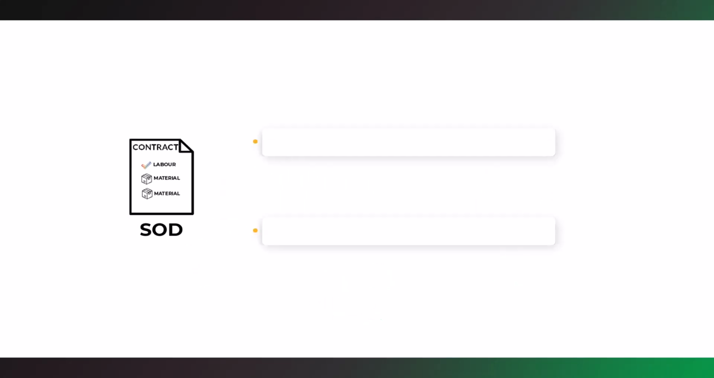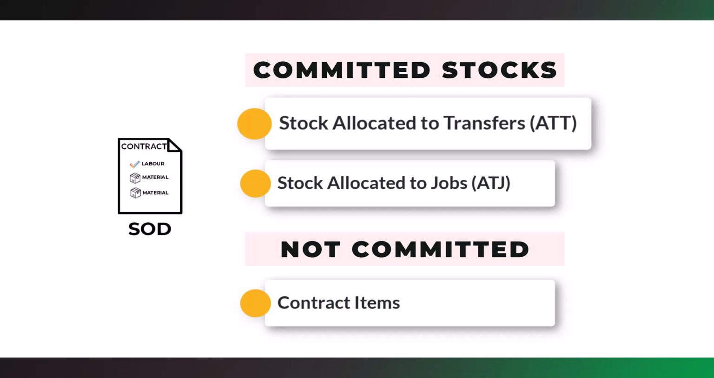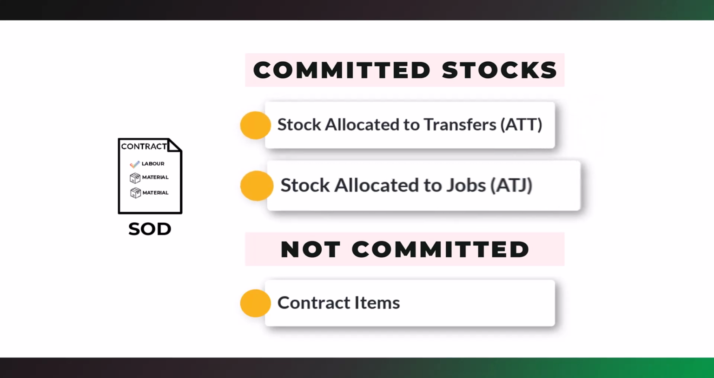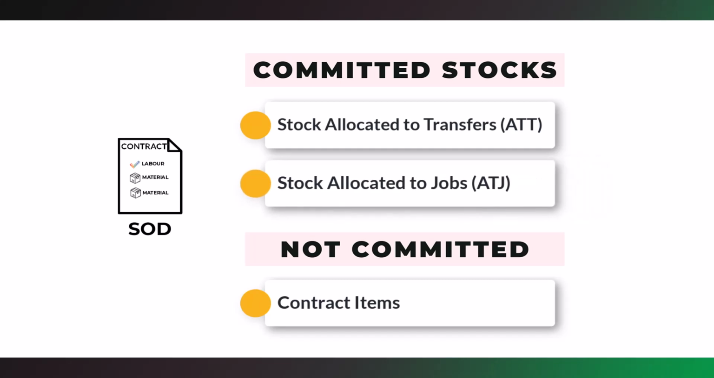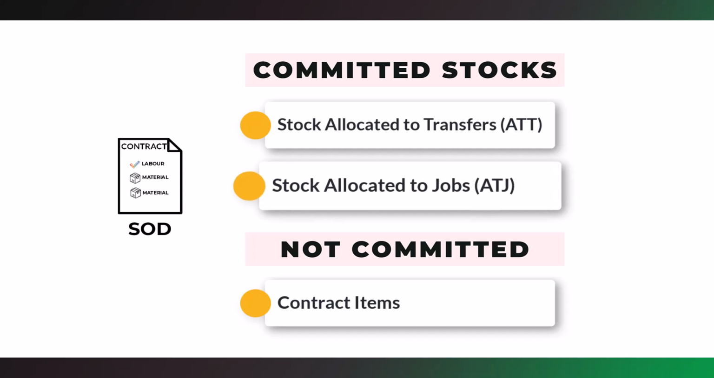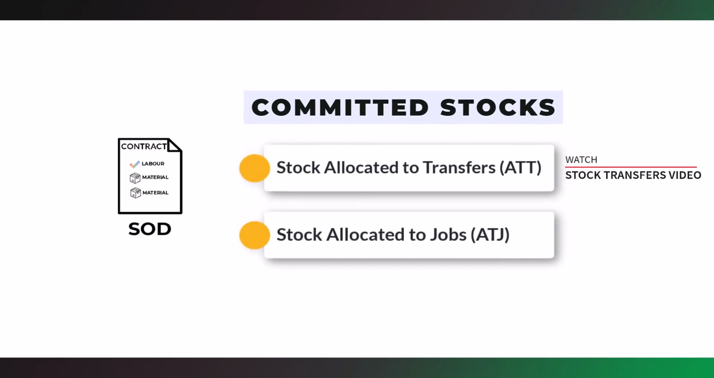To recap, there are two types of committed stocks. Stock allocated to transfers, also known as ATT. Stock allocated to jobs, also known as ATJ. When your indent orders are ready to fulfill, they will be allocated to the job and the quantities counted as ATJ. To learn about warehouse transfers, watch the stock transfers video for more information.